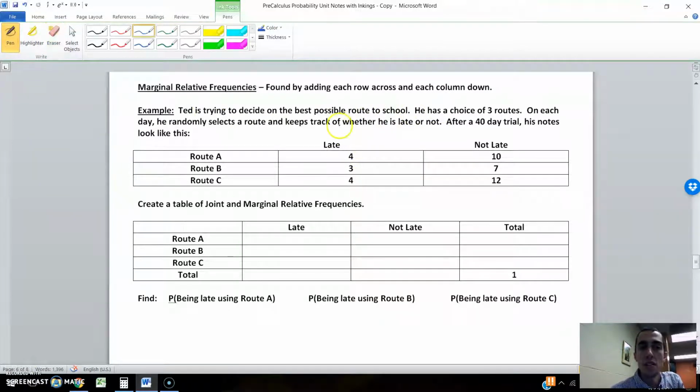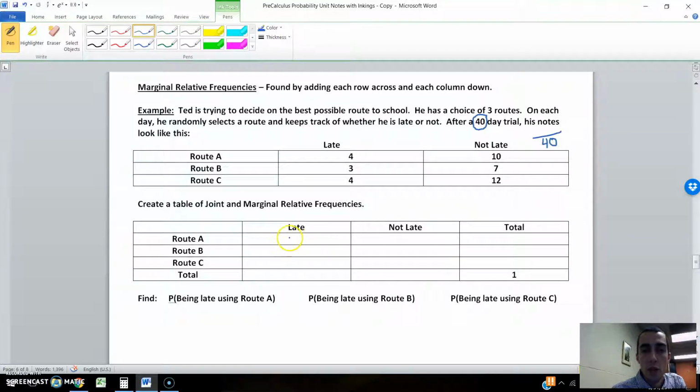So we have Ted, and he's trying to find the best possible route to school. He has 3 choices. On each day, he randomly picks a route and keeps track of whether he's late or not. He does a 40-day trial, and his notes look like below. So this 40 is key here, because we are going to be calculating out of the 40 days for each of these spots in the frequency table.